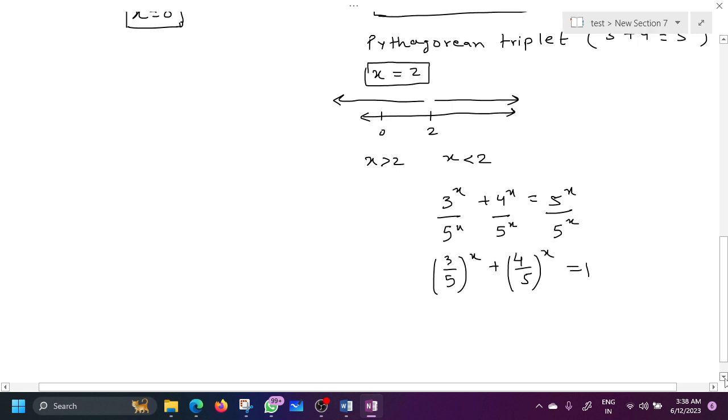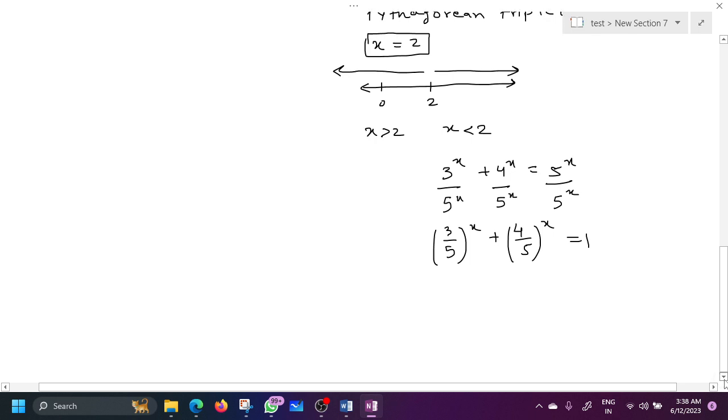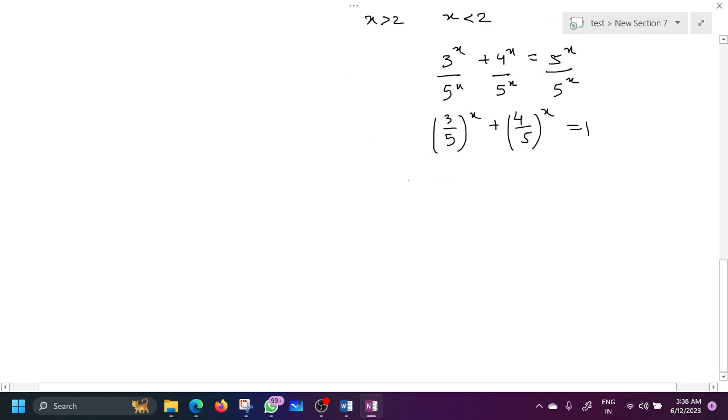So this is another way of writing the original equation, and now we will check it for x greater than 2. For x greater than 2, now what will happen? See what we are going to do here. We are going to increase the power of 3 by 5 and 4 by 5 from 2 to some other number, to 3, 4, 5, any number. Or even you can say x can be 2.1, 2.2, anything. So what happens to a proper fraction? See, 3 by 5 and 4 by 5 are proper fractions.